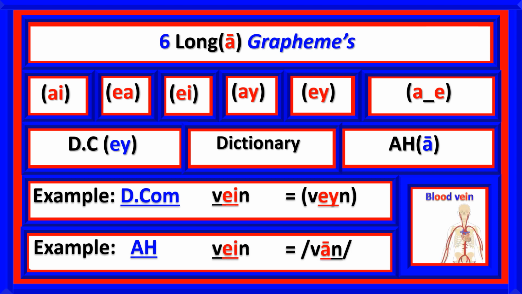Vein. Okay, that's like you got veins in your arm that your blood go through, and your blood go through your veins into your heart, through your whole body, through the veins in your body. Okay, veins, vein. You got it? Good. Moving on.